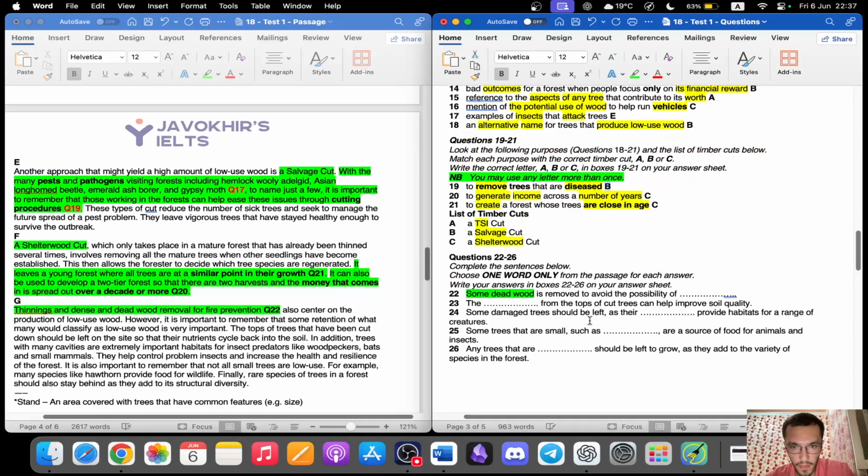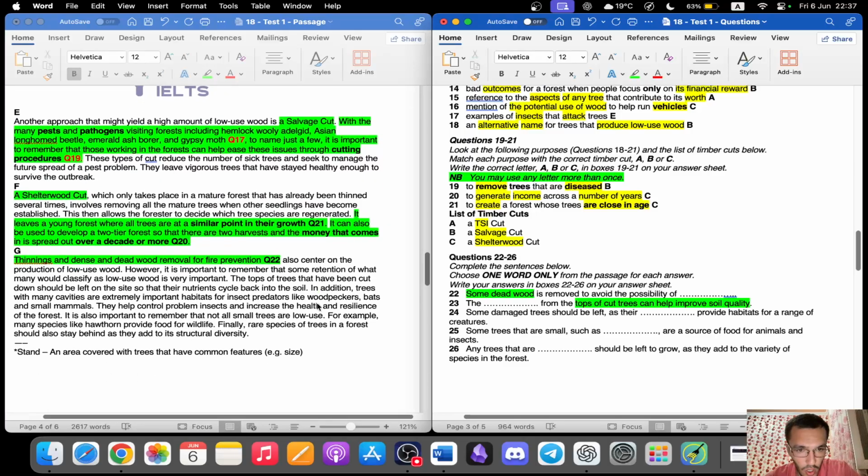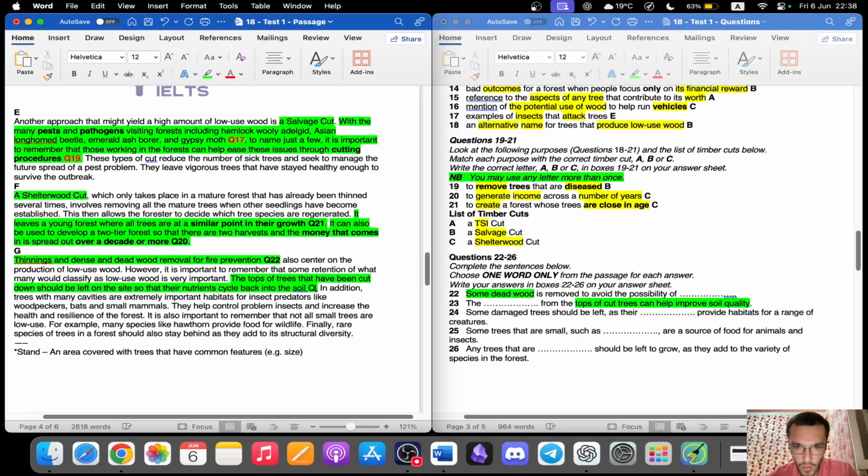So now, the tops of cut trees can help improve soil quality. Also, the central production of low-use wood. However, it is important to remember that some retention of what many would classify as low-use wood is very important. The tops of trees that have been cut down should be left on the site so that their nutrients cycle back into the soil. So the nutrients are the nutrients. So this is question number 23, right?